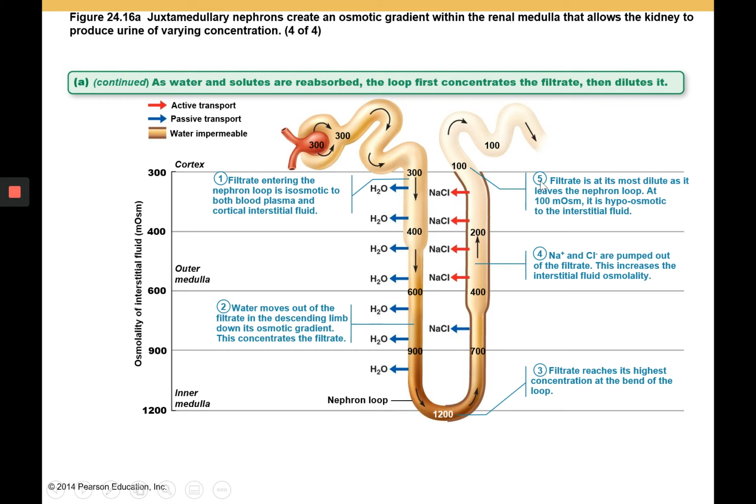And then that dilute filtrate is going to enter the distal convoluted tubule as it leaves the nephron loop. It's going to be at about 100 milliosmoles. So it's actually hypoosmotic to the interstitial fluid. The interstitial fluid is hyperosmotic, or has a lot more solute than the filtrate at this point.